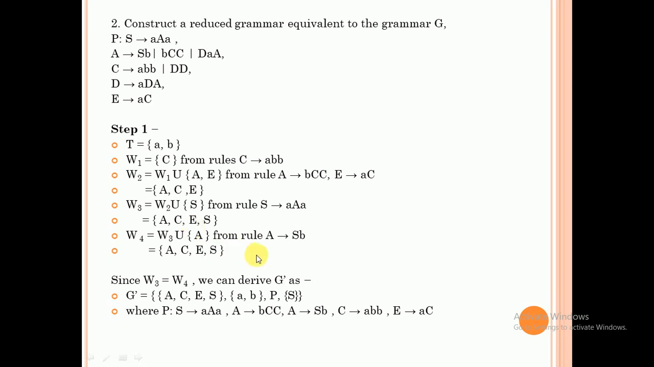So only those productions will be taken to step 2 which you have used in step number 1. So we have used number 1, number 2, number 3, number 4, number 5. So we have used only 5 productions and only these 5 productions will be taken to step number 2. All the other productions will be eliminated after step number 1.